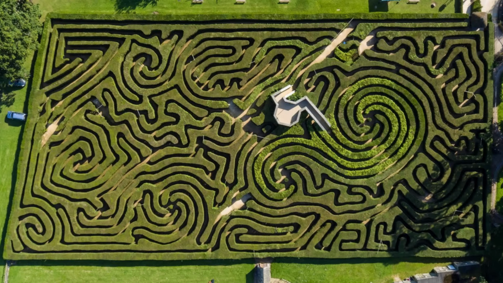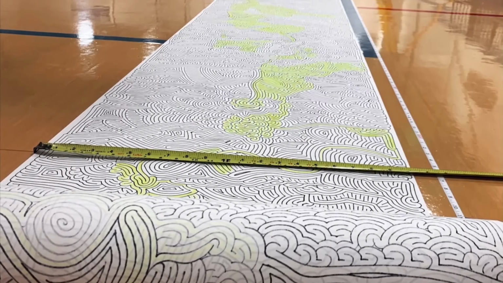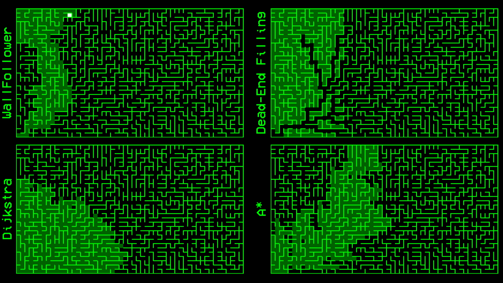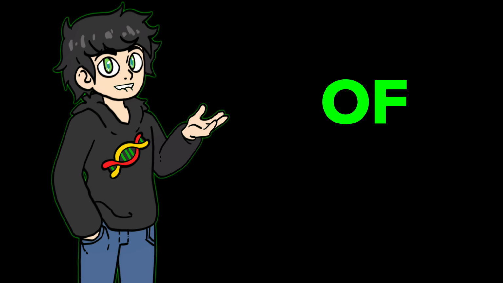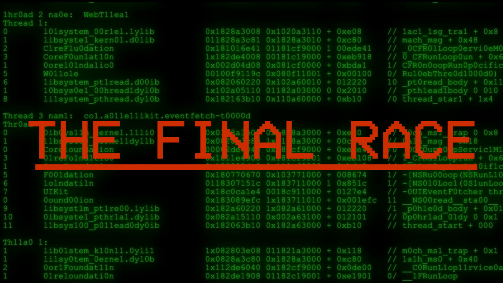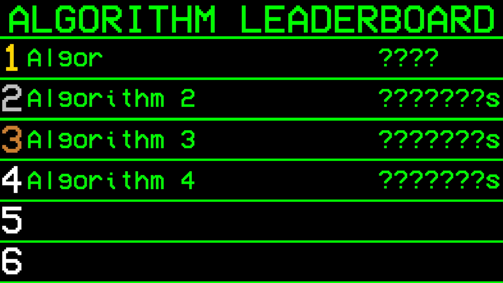This is the world's hardest maze, and I'm gonna solve it. It's bigger than every other maze in the real world, and it's even bigger than the world's largest hand-drawn maze. And today, I'm gonna use my dumb computer to solve it. I will be using some of the best maze-solving algorithms out there, and at the end of the video, I'm gonna do the final race to find out which of them is the best.